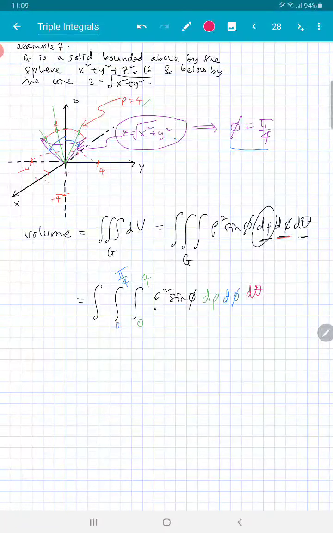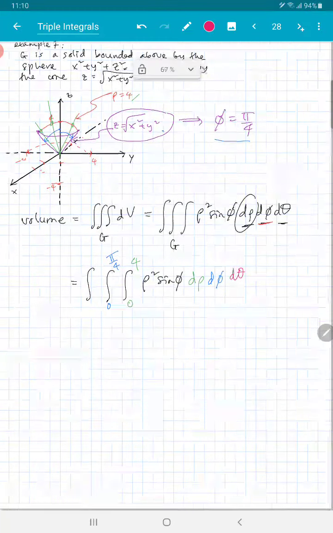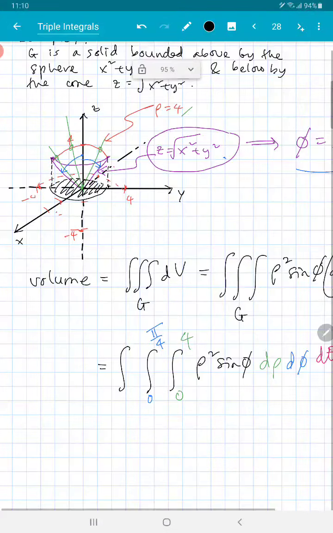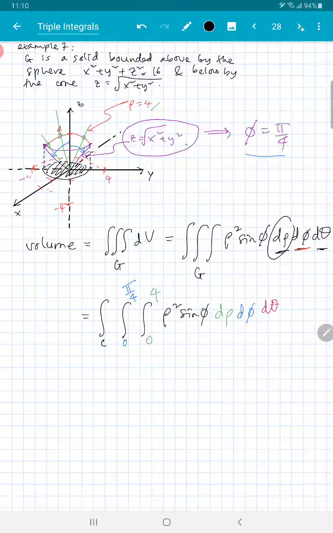How do you measure theta? Theta is measured from the positive x-axis, anti-clockwise direction. So to do that, maybe if you're not an expert yet, you just project this solid onto the xy plane. Then you can see that the projection of the solid would be a circle, one whole circle. So for that, theta is going to be from 0 to the whole rotation, so 0 to 2 pi. Okay, so that's how you get the limits for rho, phi, and theta.